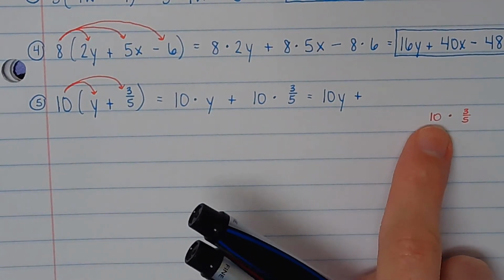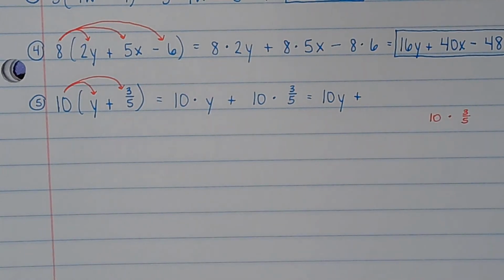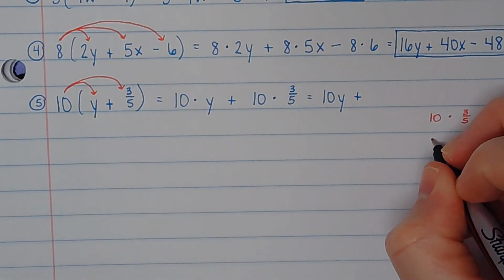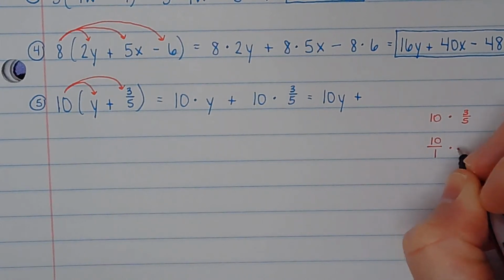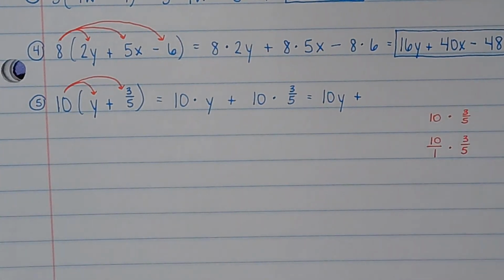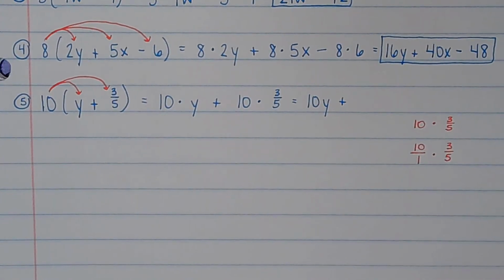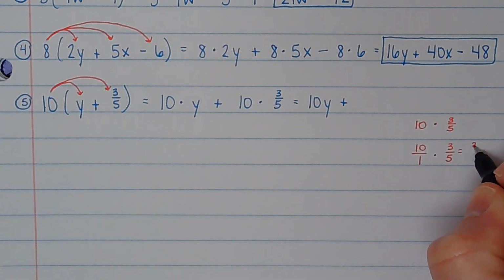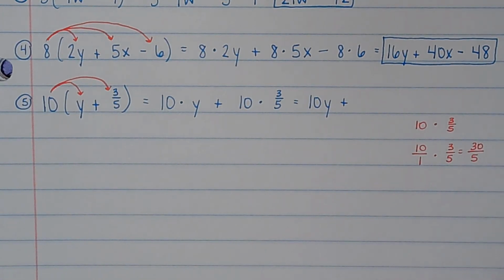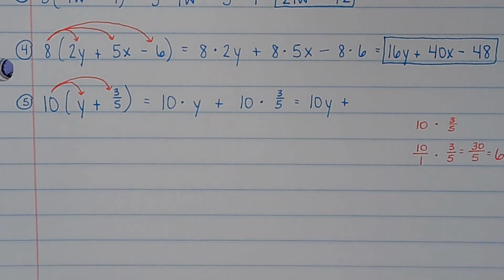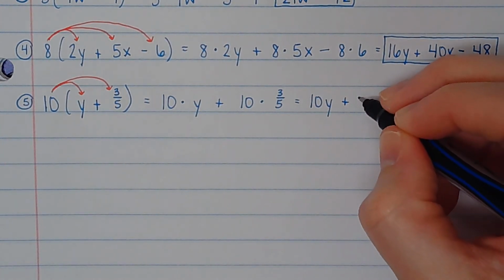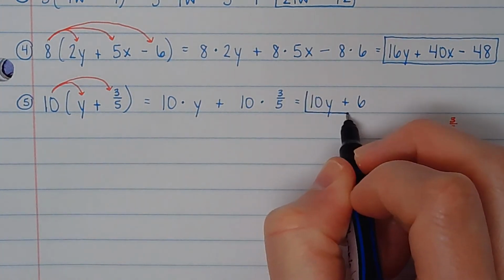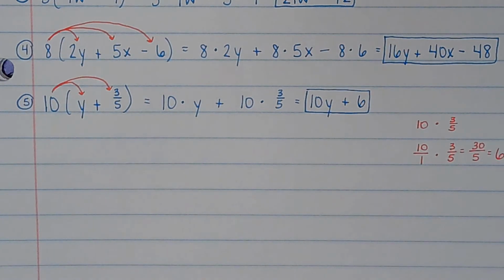The problem right now is that the 10 is not written as a fraction. It's written as a whole number, so we need to change that first. It's going to be 10 over 1 times 3/5. Remember, you just go straight across. 10 times 3 is 30. 5 times 1 is 5. How many times does 5 go into 30? 5 goes into 30 6 times. So I'm going to put 6 right there, and that's my final answer. It's not doing anything different just because it's a fraction. One more.